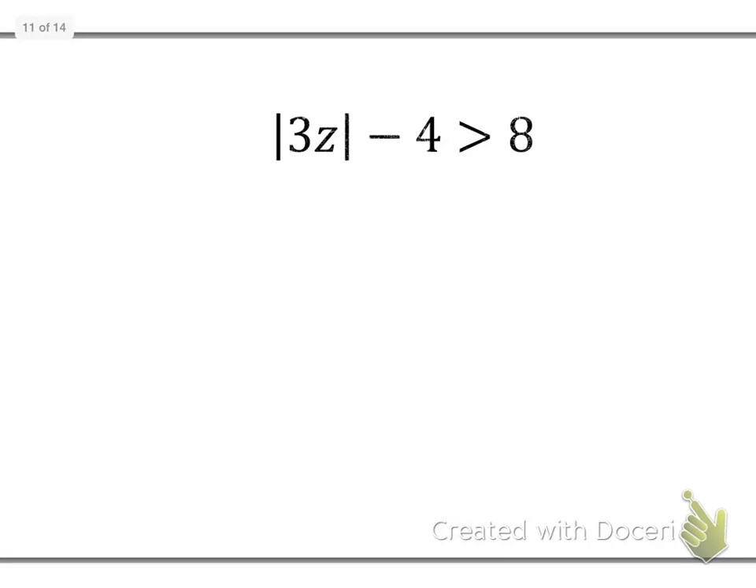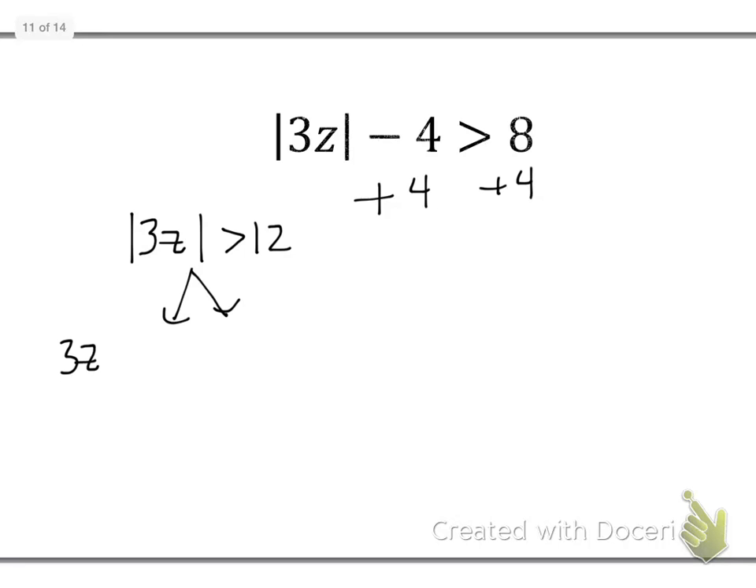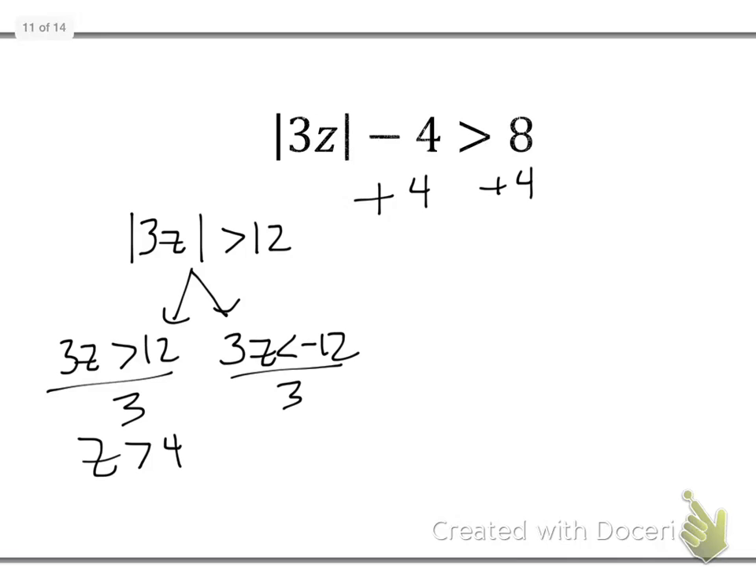Okay, and our last, so almost last one, so we're going to add 4 first. So I have 3z greater than 12. Okay, we can split it now because everything's gone. So we have the greater than 12 and the less than negative 12. Divide by 3 for both. So z is greater than 4 and z is less than negative 4.